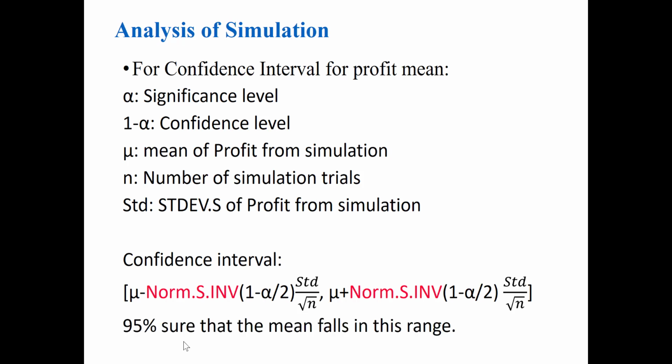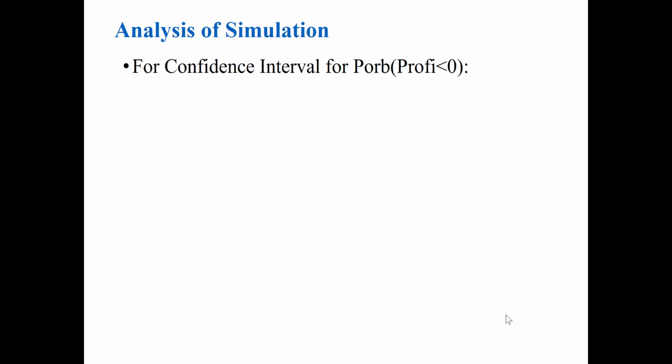So that's the meaning of this. So we are, for example, 95% sure that the mean falls in this range. So if we do the experiment, our mean is going to fall in this interval. Now, similarly, we can compute the confidence interval for the probability of the profit being negative.